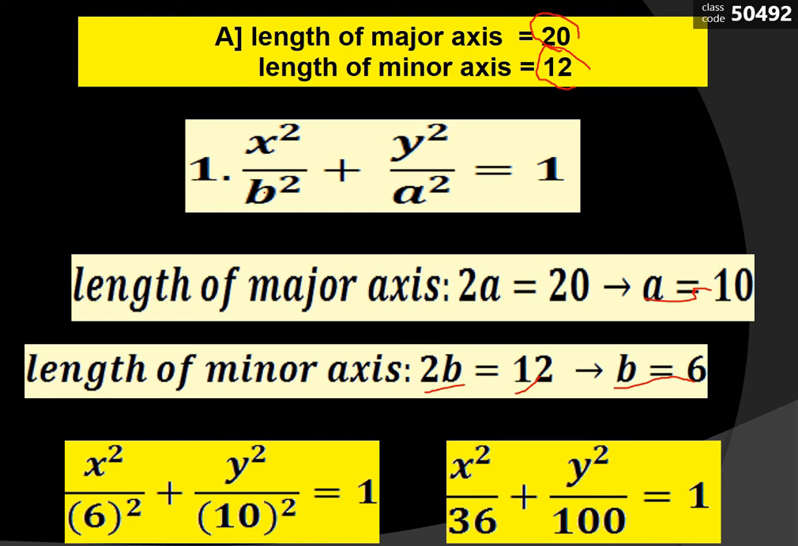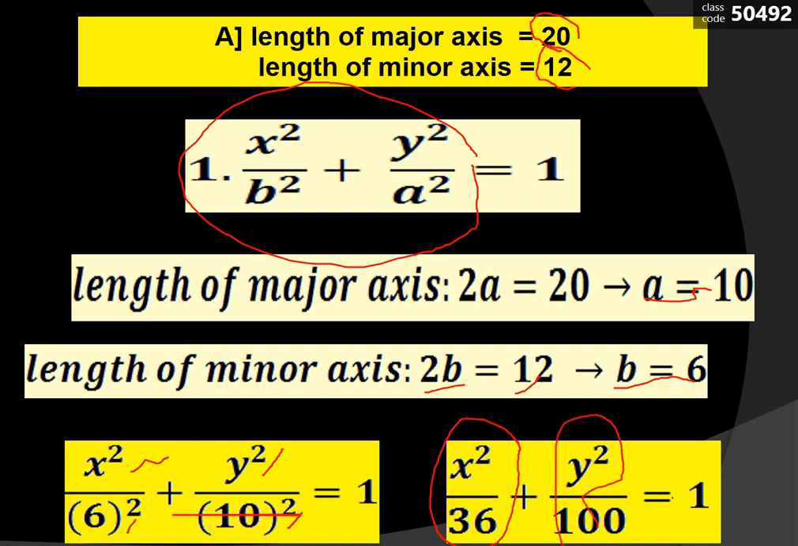So by substitution in the equation above, we have x squared. Your b will become 6. Copy the exponent 2. Copy y squared. And your a is 10, and copy squared. And simplify further, we have x squared over 36, when we have 6 squared, plus y squared over 10 squared, which is 100. Then equate it to 1 because that is the standard form.